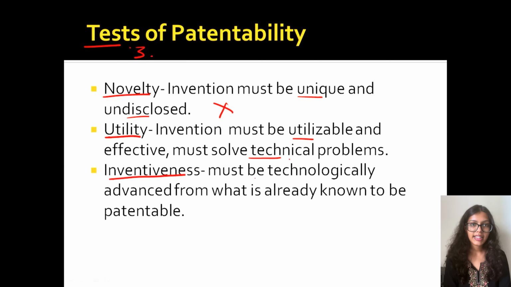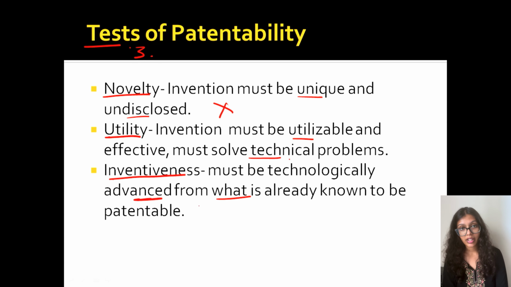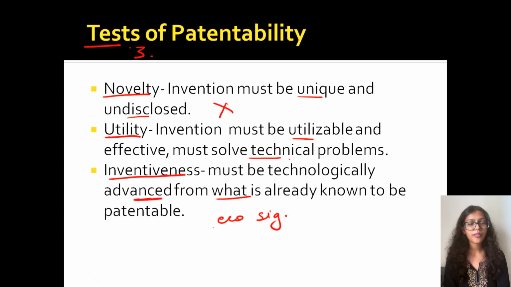And the third one is inventiveness, which means that the invention must be technologically advanced from what is already known to be patentable, or it should have at least one economic significance as compared to previous patented products.